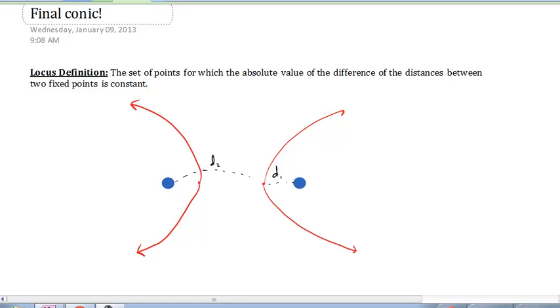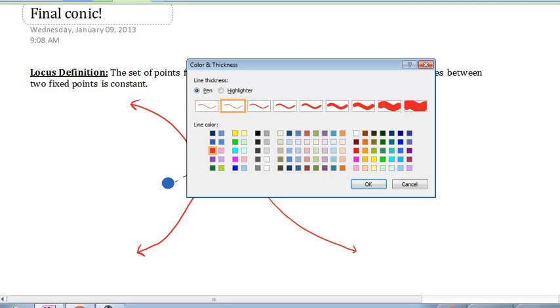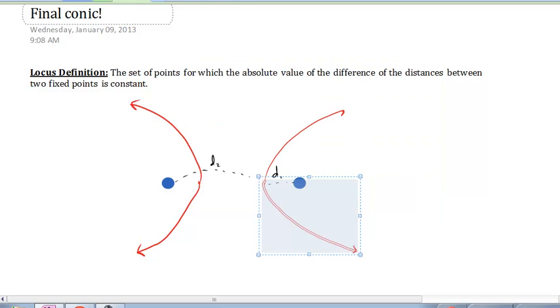So our last locus definition, and kind of given away by the terrible picture that's drawn with it, is a set of points for which the absolute value of the difference of the distances between two fixed points is constant. So whenever we pick a point within our shape like this, I'm interested in the difference between the distances to the two fixed points. So I would take that D2 and that D1 that I've drawn and subtract them, and the claim is that this is some constant value. And that changes the shape.